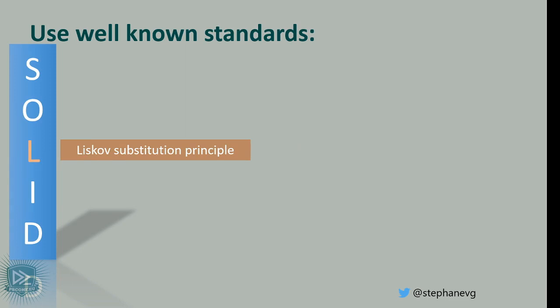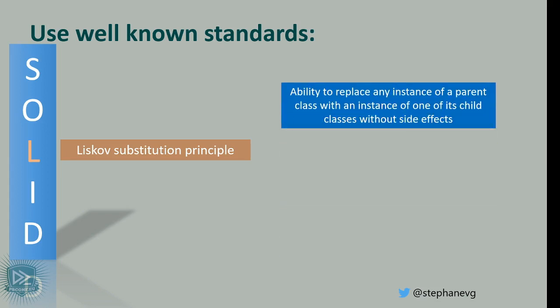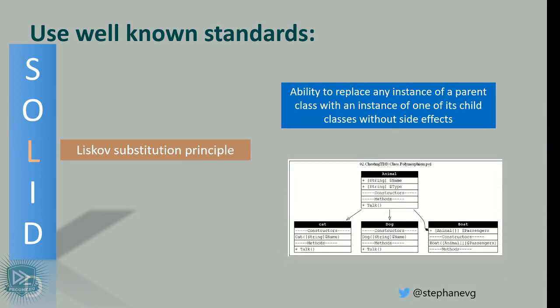Maybe it's actually not applicable to function, but it means that you have the ability to replace any instance of a parent class with an instance of one of the child classes without side effects. So what does it mean? For example, we have this small diagram here. We have animal, and we have cat and dog that inherit from animal. And let's say you want to add a lion class to this.